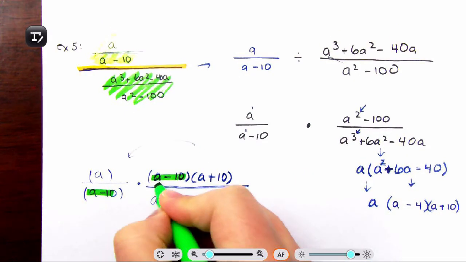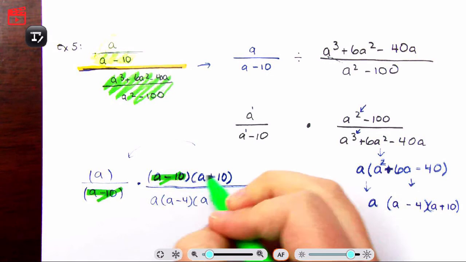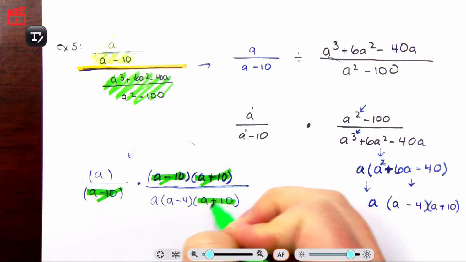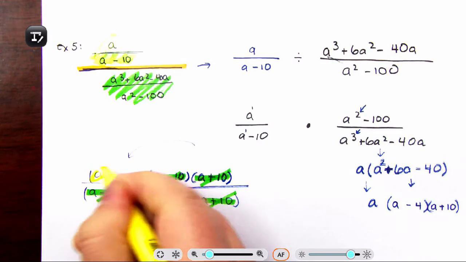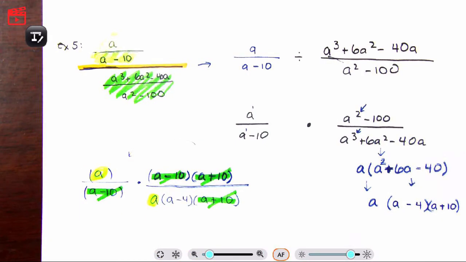These are the same. We get to cross them out. A minus 10. Oh, these are the same. A plus 10, a plus 10. These get to be crossed out. Oh, do you guys see this? I have an A bubble. I have an A here.